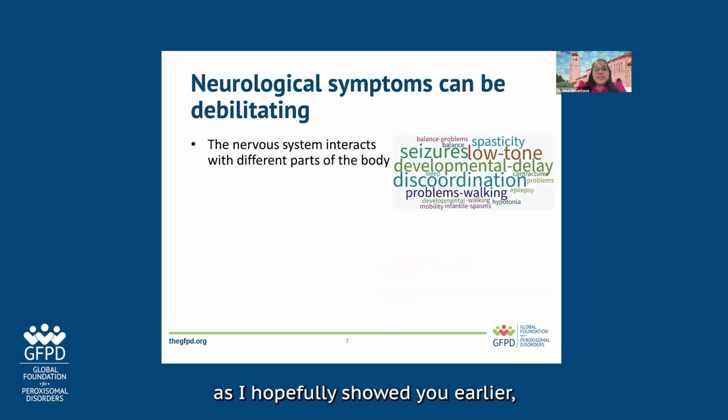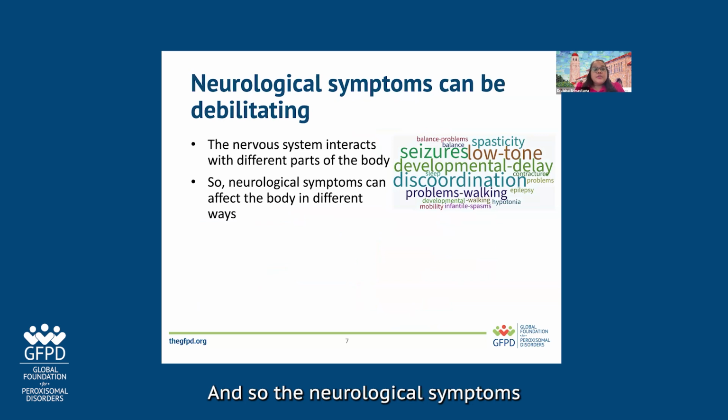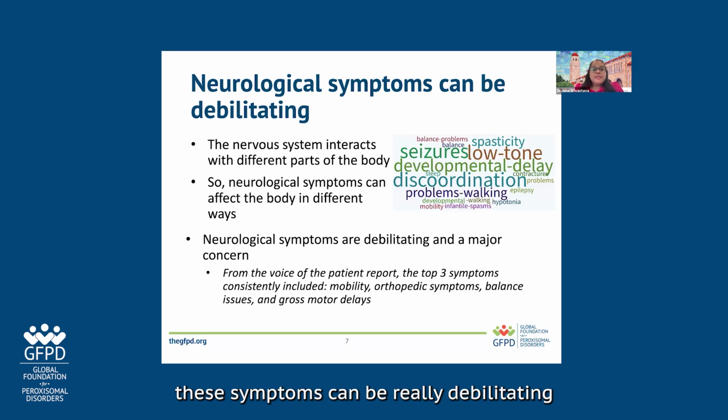And that's because, as I hopefully showed you earlier, the nervous system interacts with lots of different parts of the body. And so the neurological symptoms that can be present can affect the body in a lot of different ways. And your responses really highlighted that. It wasn't one part of the body, it wasn't just seizures, it involved a lot of different parts of the body that can be affected. And as I'm sure many of you have experienced or seen, these symptoms can be really debilitating and they can really affect your day-to-day life.